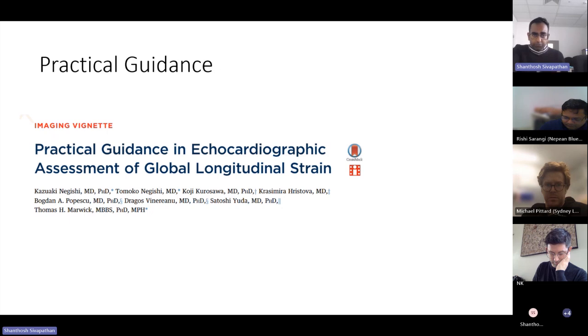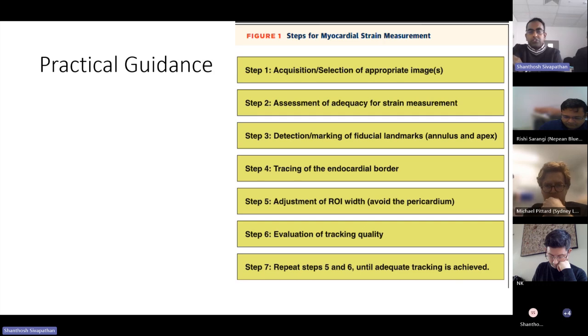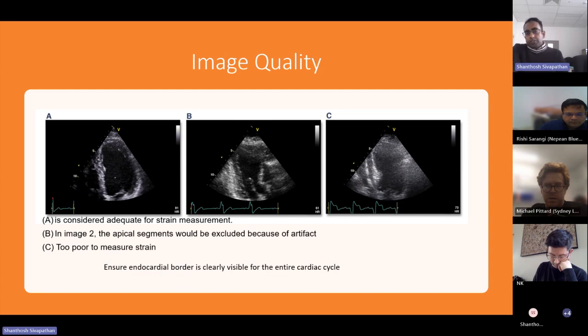Practical guidance. There's a great paper by Prof. Nagueh and colleagues on how to actually do strain measurements. There are essentially seven steps, and I'll go through most of them step by step. Most importantly, it's getting an adequate image, or good image quality, right?